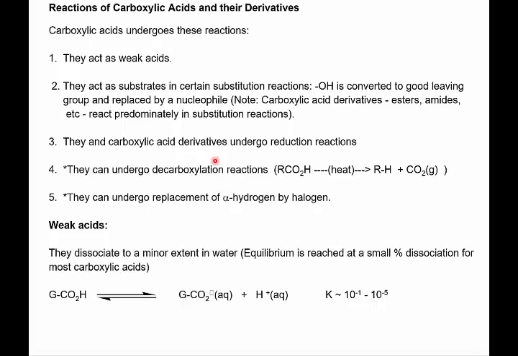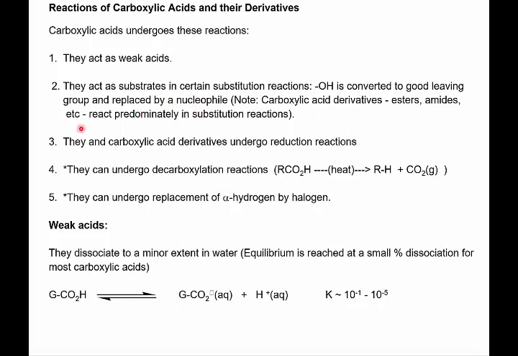We're going to focus on these 5 main reactions. 1, 2, 3, 4, 5. First of all, that carboxylic acids are weak acids. Secondly, there is a substitution reaction in which the hydroxyl part of the carboxyl group is replaced by another group, specifically by a nucleophile. This is going to be a very important reaction and that will include not only the carboxylic acid, but these carboxylic acid derivatives I mentioned, amides and esters.